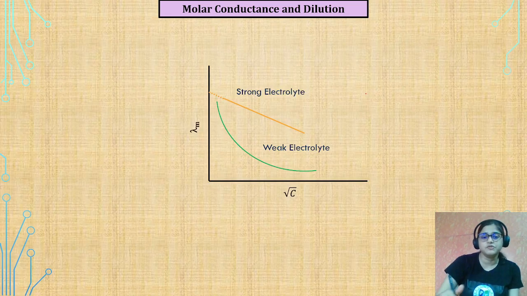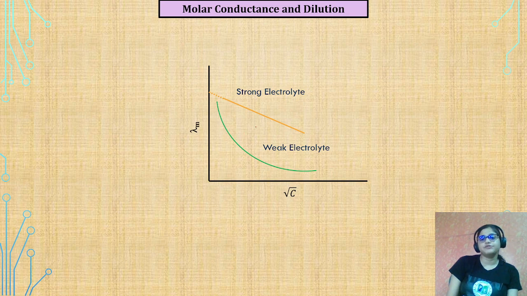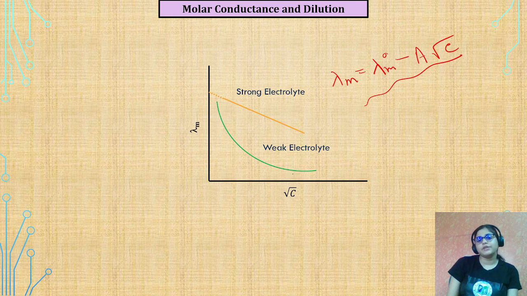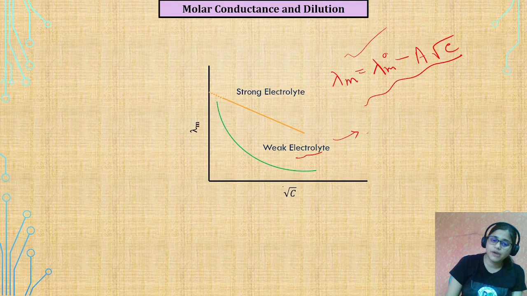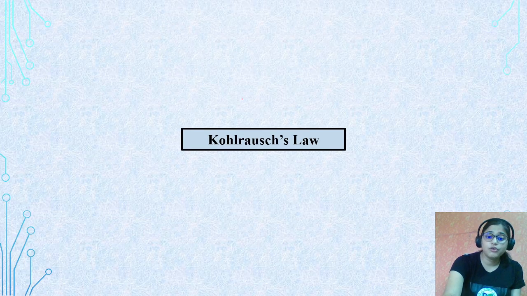The important thing here is the graph. In the combined graph, this is for strong electrolyte, which follows the equation lambda m equals lambda m0 minus a into root c. For the case of weak electrolyte, various factors are there, while here only one factor was there. We have seen those points, so the graph will look like this, with a drastic change. We can never find the limiting value for weak electrolyte, while we can find the limiting value for strong electrolyte. Now Kohlrausch's law.